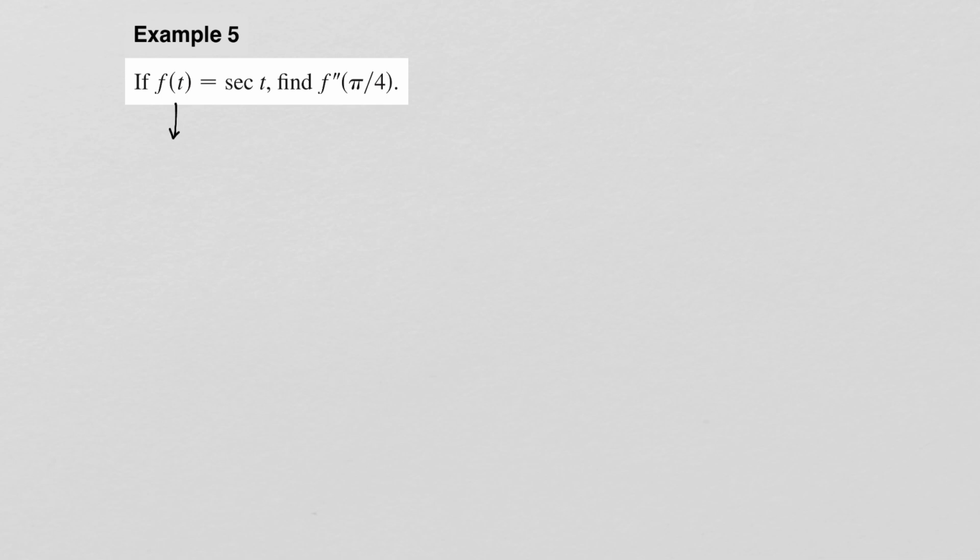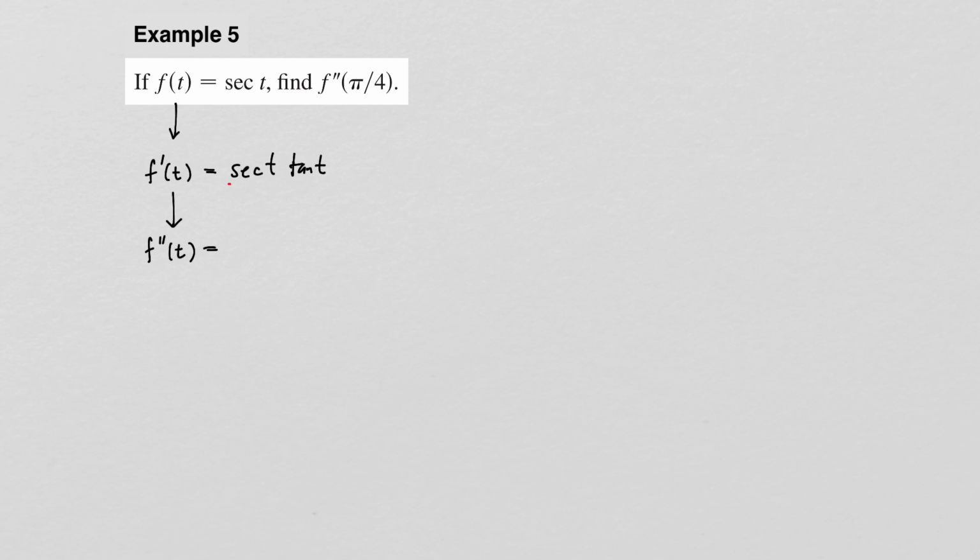So we'll start with taking the derivative of f, and since f is equal to secant, we know the derivative of secant is secant tangent. So the derivative of secant of t is secant of t times tangent of t. Now on to the second derivative.